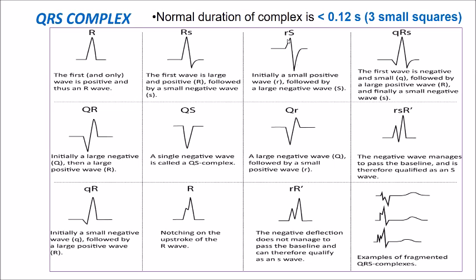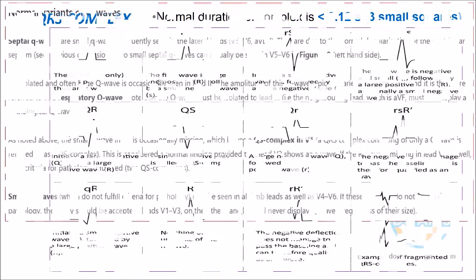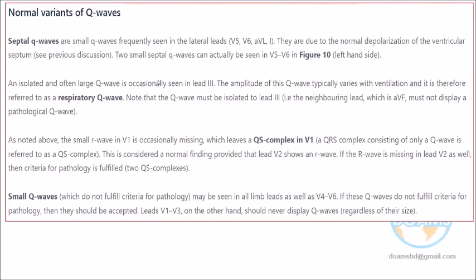Here R is smaller than the S. Very importantly, we might be confused here by this RSR pattern. Here there are two R, one smaller, another bigger. So this is one of the appearances of Q, and this is the description of normal variants of Q. I request all of you to make a snapshot, doctor. If we start to read, it will take a long time.